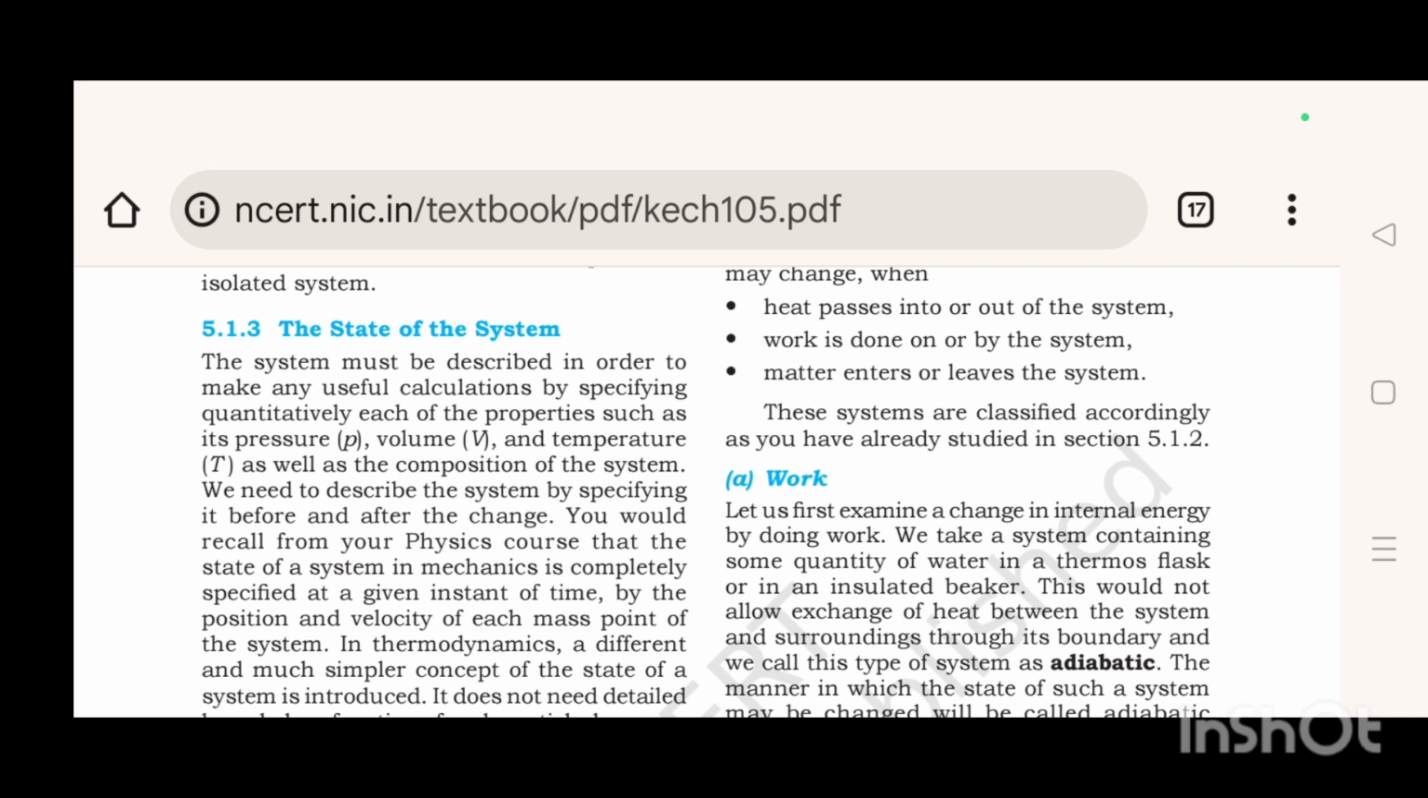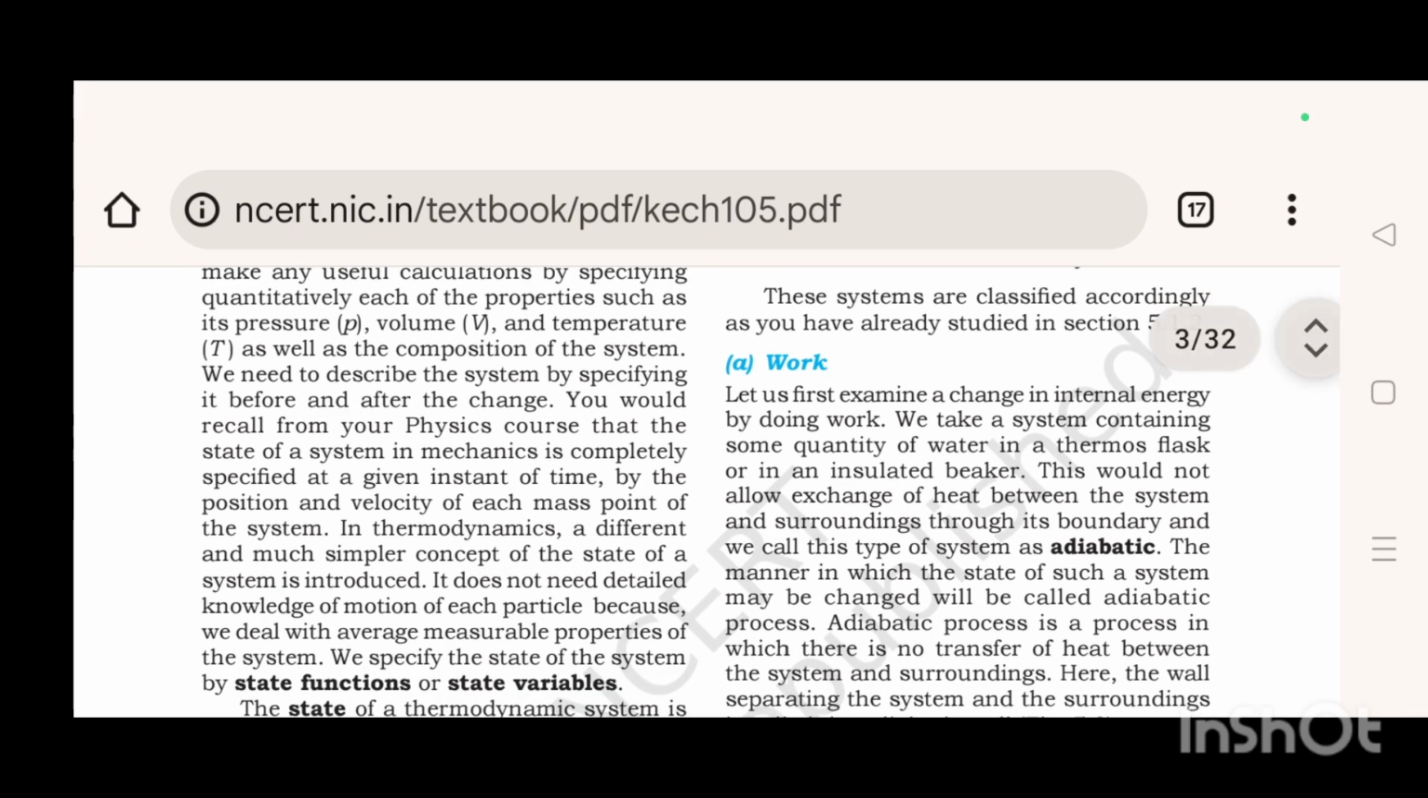Work. Let us first examine a change in internal energy by doing work. We take a system containing some quantity of water in a thermos flask or in an insulated beaker. This should not allow exchange of heat between the system and surroundings through its boundary, and we call this type of system adiabatic. The manner in which the state of such a system may be changed will be called adiabatic process.